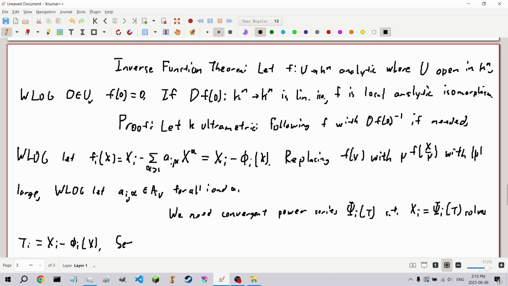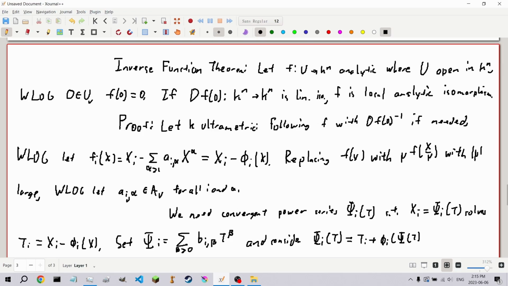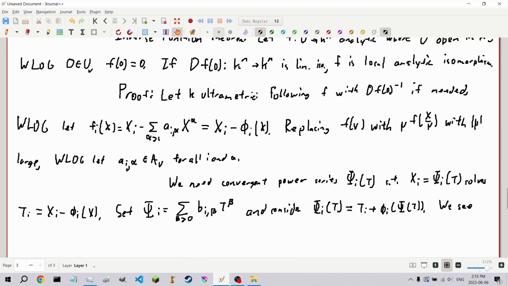So set big Phi i to be the sum over positive beta of b sub i comma beta times t to the beta, and consider capital Phi i. This is psi, I've been calling it phi. Psi of t being equal to ti plus phi of psi of t. Now we see from this that b of i and delta j is just 1 if i equals j and 0 if not.